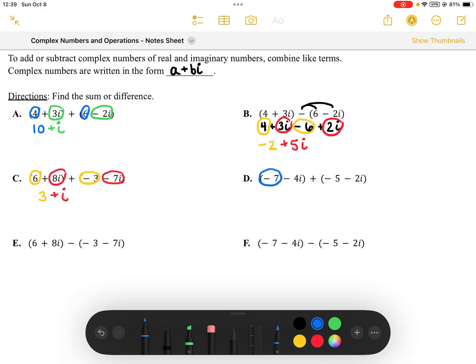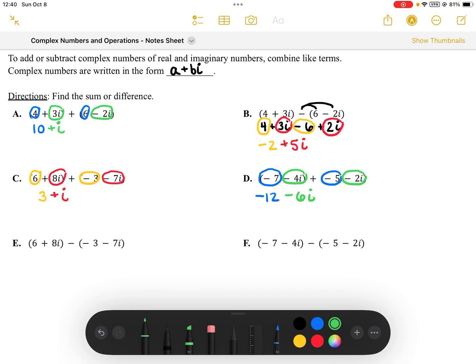For D, I have negative 7 minus 4i plus negative 5 minus 2i. So I have addition, so I'm going to combine my like terms right away. So negative 7 plus negative 5 will give me negative 12. Negative 4i minus 2i will give me negative 6i. So my answer is negative 12 minus 6i.